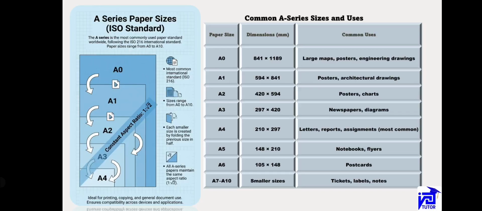In some places, some people call the A0 something different, so don't think, oh, I've never heard of A0. If you hear it called another name, it's still the same thing. So by folding A0 into half, we get A1. And by folding A1 into half, we get A2, and continue in that way.